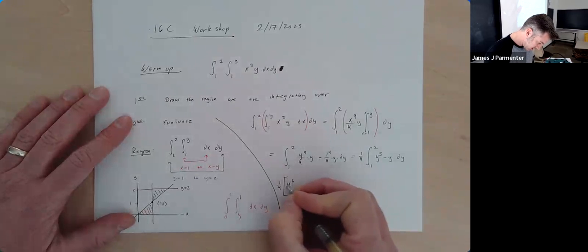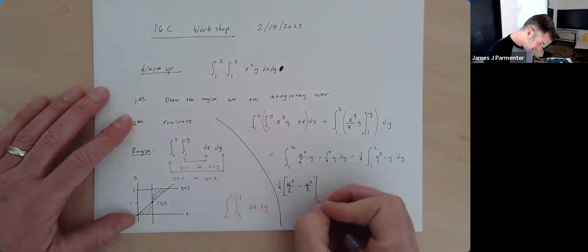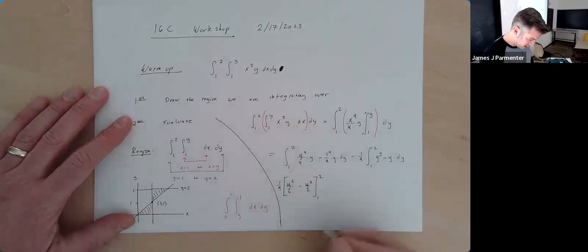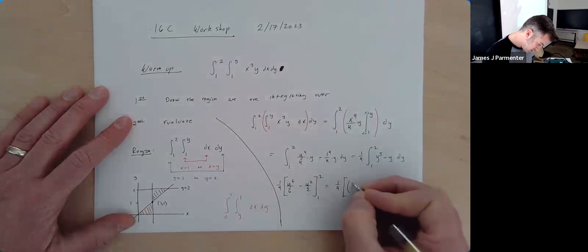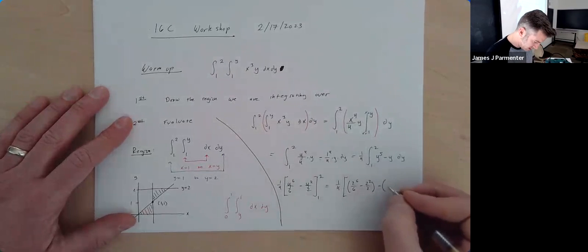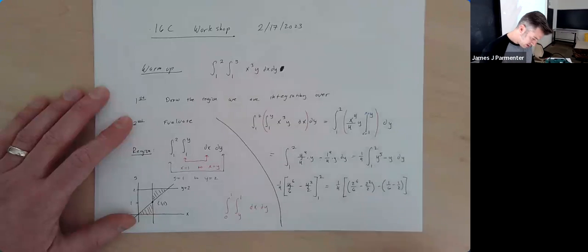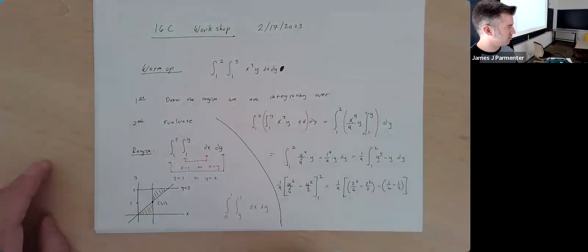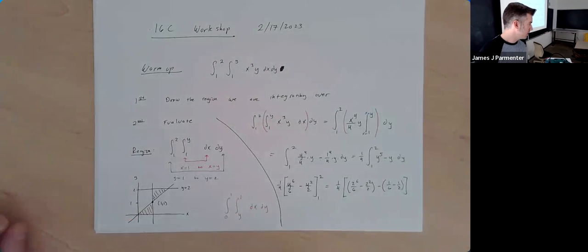We get y to the 6th over 6 minus y squared over 2 from 1 to 2, and then we plug in. So we get 1/4 times 2 to the 6th over 6 minus 2 squared over 2 minus 1 to the 6th over 6, which is just 1/6 minus 1/2. And we could simplify this, but I don't think there's a lot of point to simplifying it. Yeah, that's how that would work out.